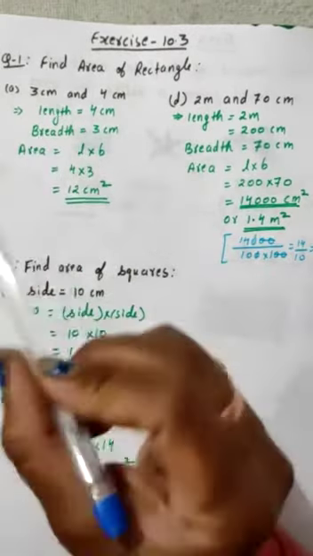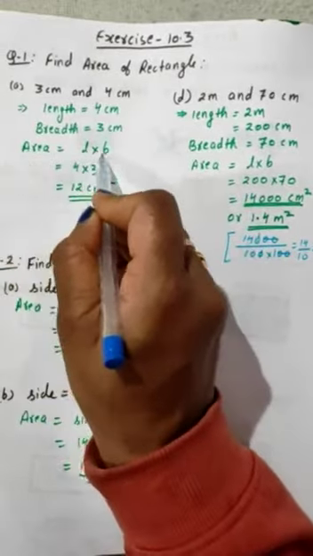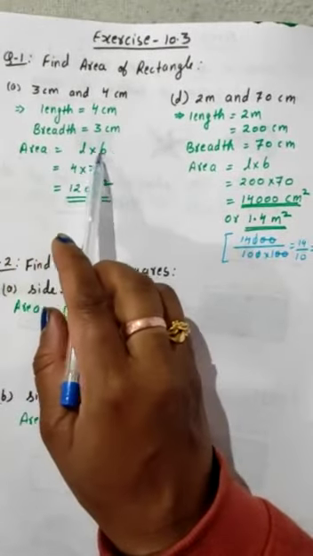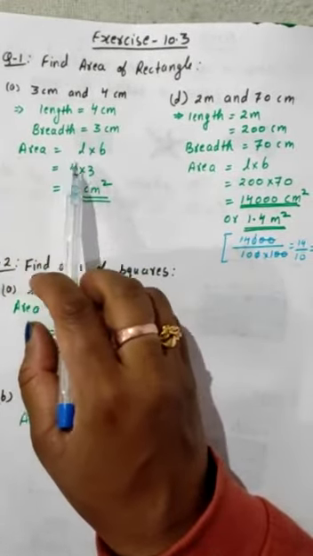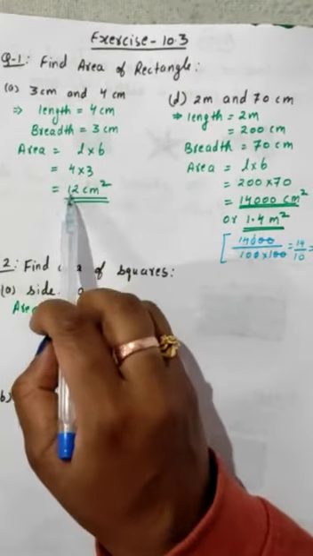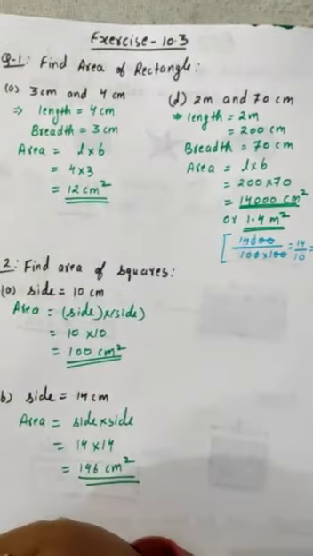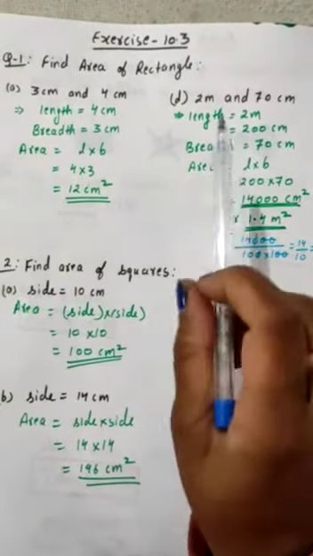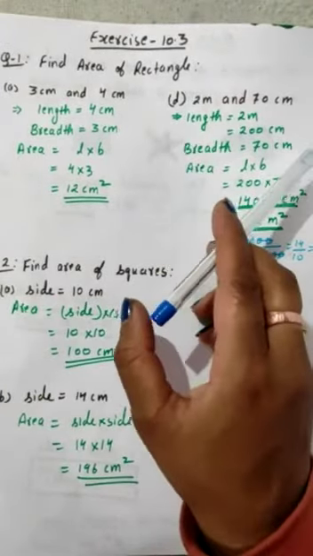And don't forget to write this formula all the time. Area is equal to L into B, and then just put the value, 4 into 3. 4 3s are 12. So area will be 12 centimeter square. So this way. Then a few parts you have to do on your own.